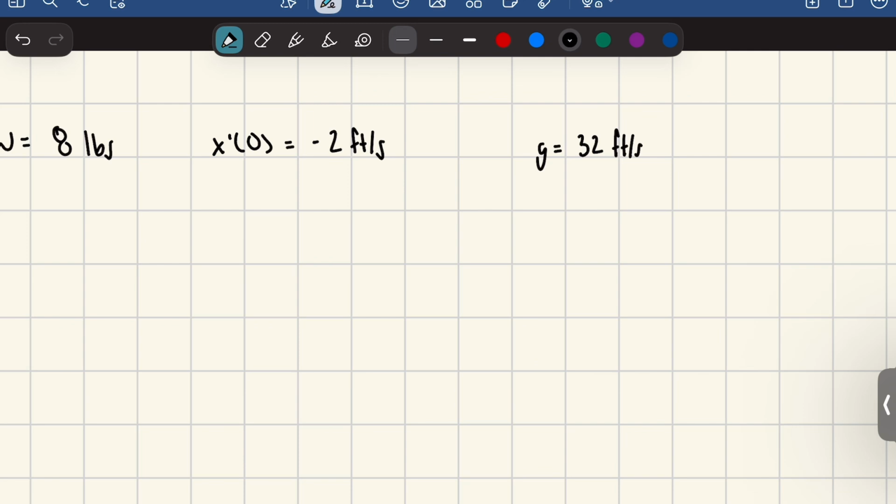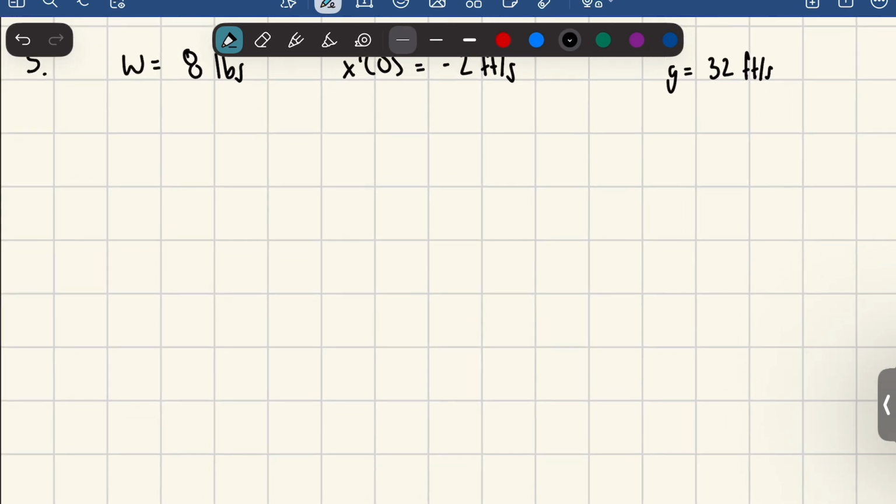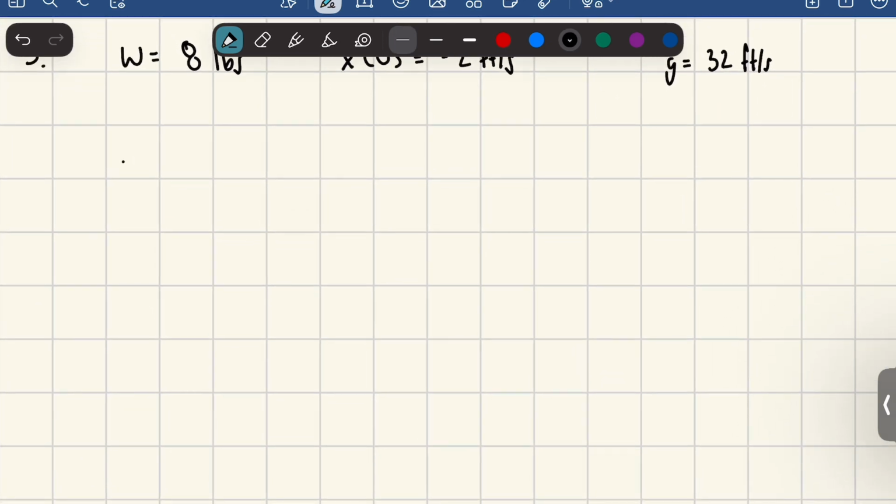Okay, so what do I need? Find the equation of motion x of t. I need omega, C2. To get omega, I need m and k. Find m. I can use that formula.